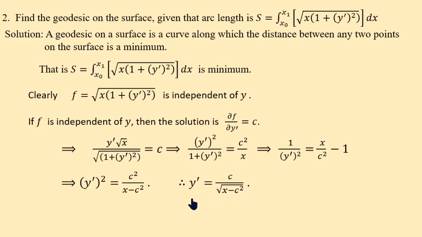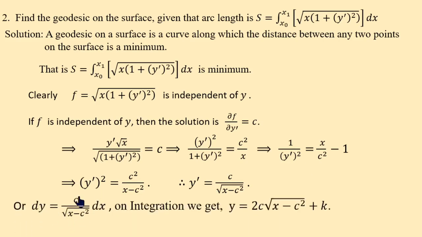Y dash is nothing but dy by dx. Separate the variables and integrate. You will get the solution. So dy equal to c by root of x minus c square into dx. Integral of dy is y, and we know that the derivative of root x is 1 by 2 root x. The integration of 1 by root x is 2 root x. Therefore, it is 2 root of x minus c square. Here c is there, so 2c root of x minus c square plus some integrating constant k. So this is your required geodesic. If the arc length S is given, just solve it, you will get the geodesic.